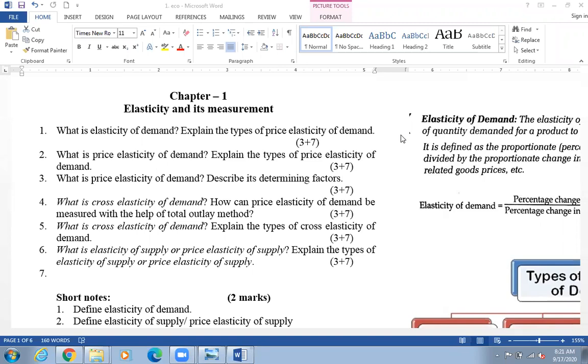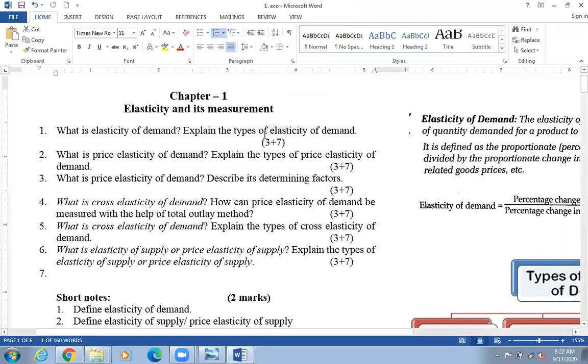Number 5. What is cross elasticity of demand? Explain the types of cross elasticity of demand. As we have already done question number 4, what is cross elasticity of demand? Number 1 also we have done, the types of price and the types of elasticity of demand, that we have done already. So we know what is cross elasticity of demand: comparing two things, two products.